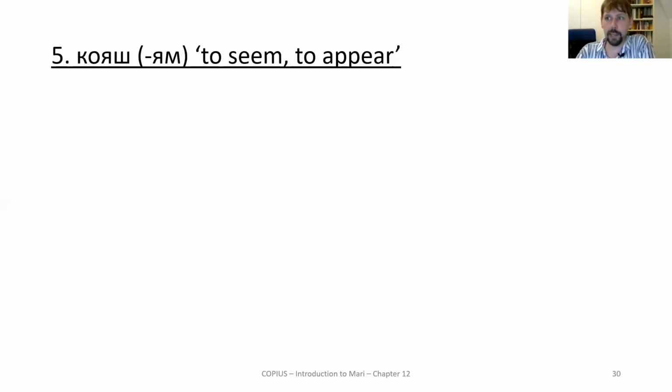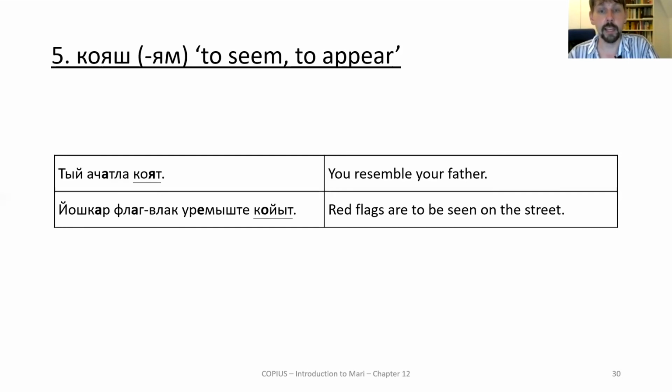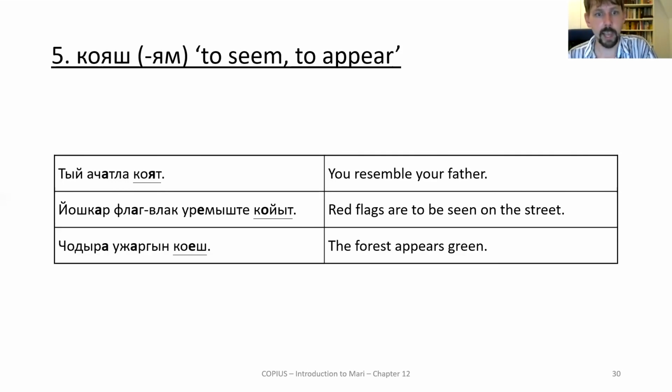Koyash, to seem, to appear. This is like looking from the side of the thing that is being looked at, and it can be used in various functions that go in that direction. It can be somebody looking like somebody, resembling somebody. It can be something being seen, like flags are seen on the street. And it can also be that something appears in a color, for example, oftentimes with an instructive form of the color term, like Chodra u jargon koyesh, the forest is appearing greenly. That's basically what it's saying.